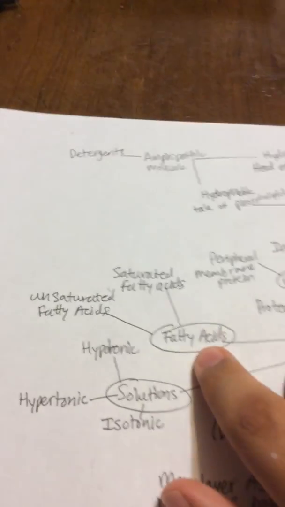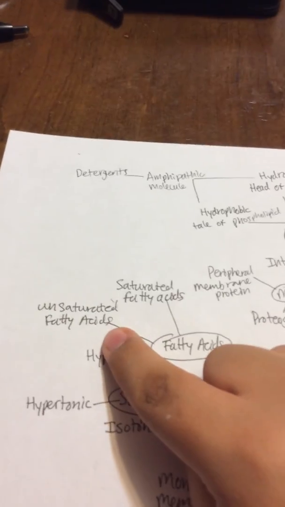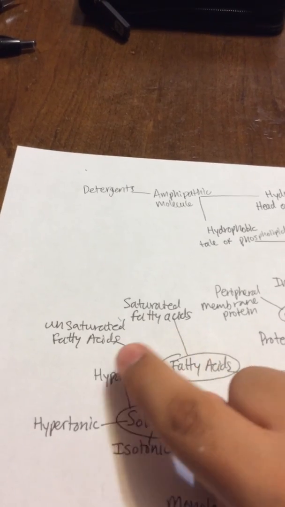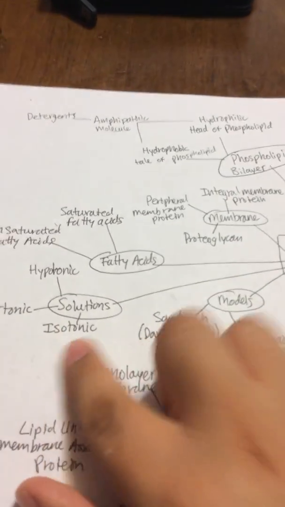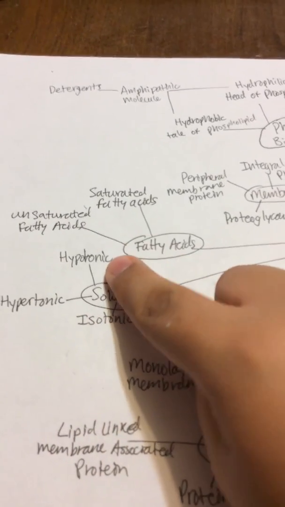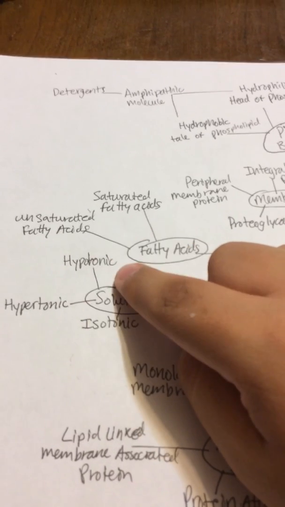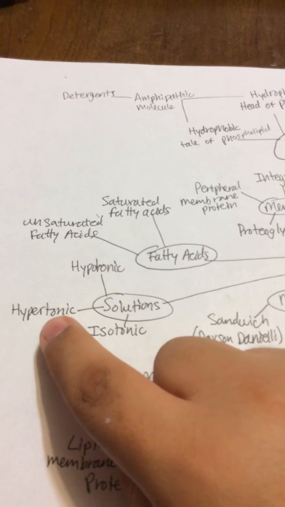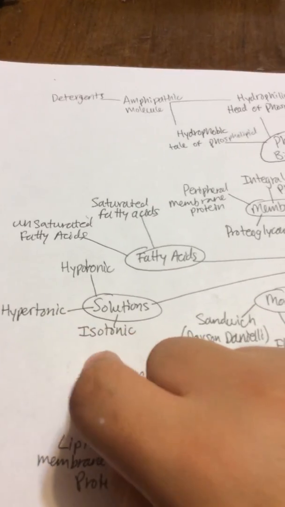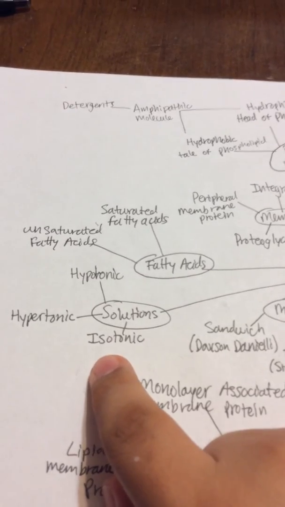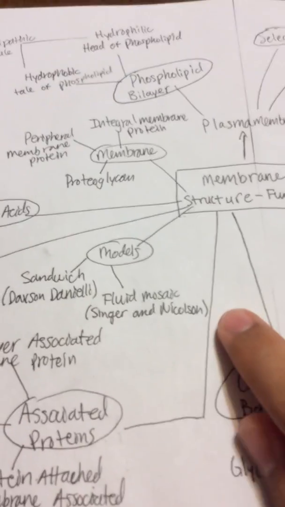Moving on to our fatty acids, saturated and unsaturated. Saturated is a fatty acid tail with no double bond, and unsaturated does contain a double bond. I'll be moving on to the solutions: hypotonic, hypertonic, and isotonic. A hypotonic solution is a solution that contains more water than solute. Hypertonic is the opposite, containing more solute than water, and isotonic is an equal balance of solute and water.